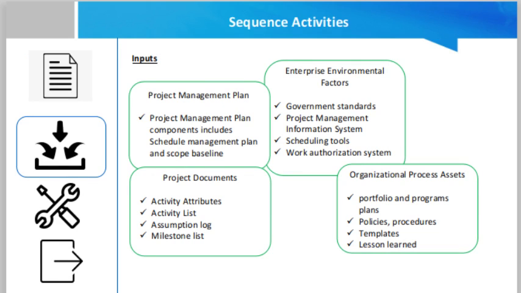Basically, the input for the sequence activities process includes activity attributes, project scope statement, activity list, milestone list, as well as organizational process assets and enterprise environmental factors. The activity list created by you contains your scheduled activities and has to be arranged in the order in which tasks and subtasks need to be performed.